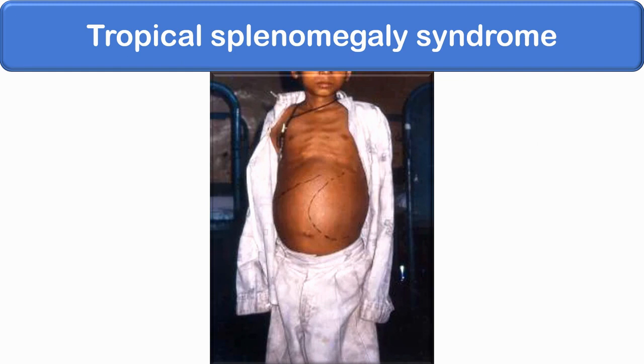Tropical splenomegaly syndrome is a chronic complication of malaria. It is also called hyperactive malarial splenomegaly that occurs in malaria endemic areas in tropical Africa and Asia, including India. It results from an abnormal immunological response to repeated malarial infections and is characterized by elevated IgM due to polyclonal lymphocytic activation and massive splenomegaly. Patients respond well to anti-malarial chemoprophylaxis.